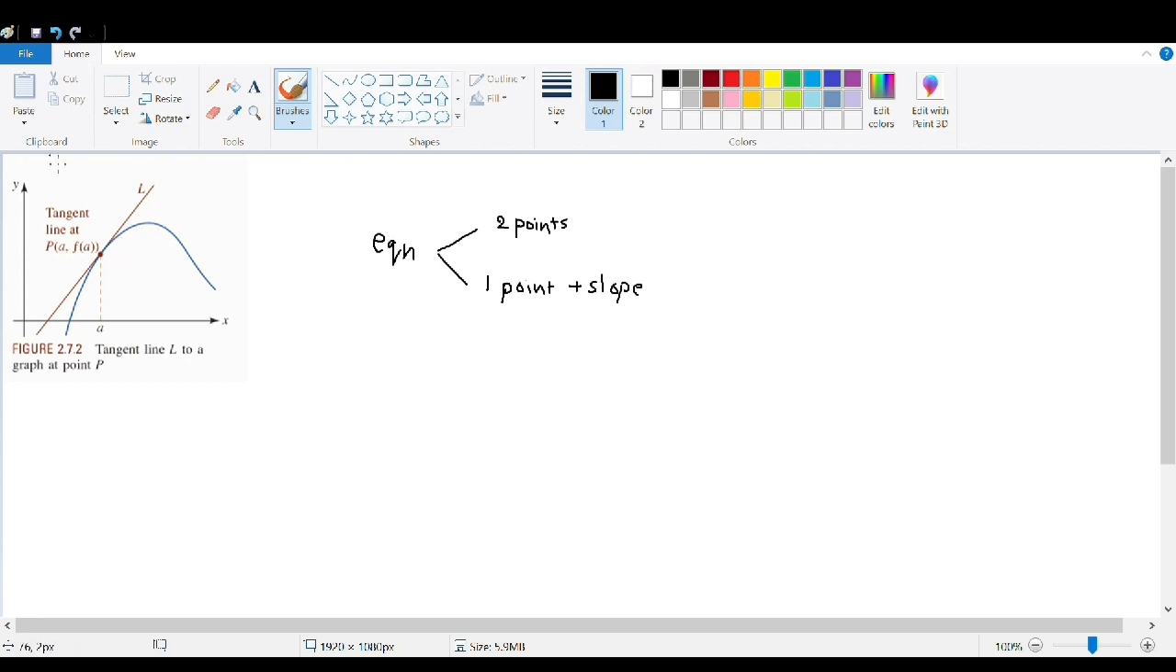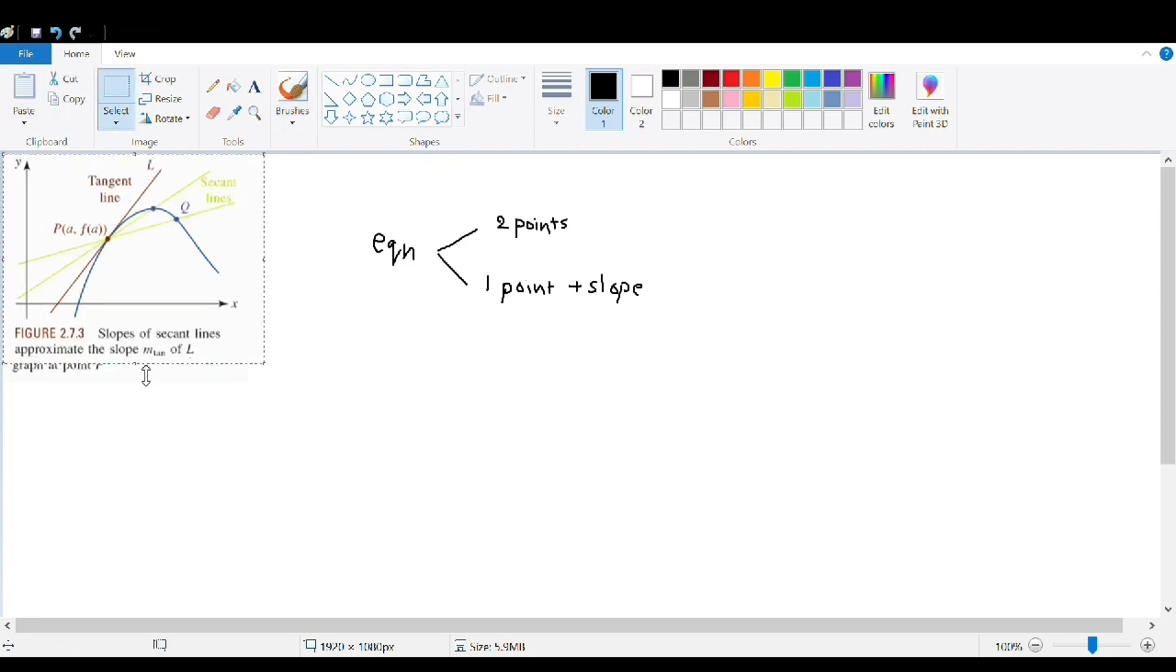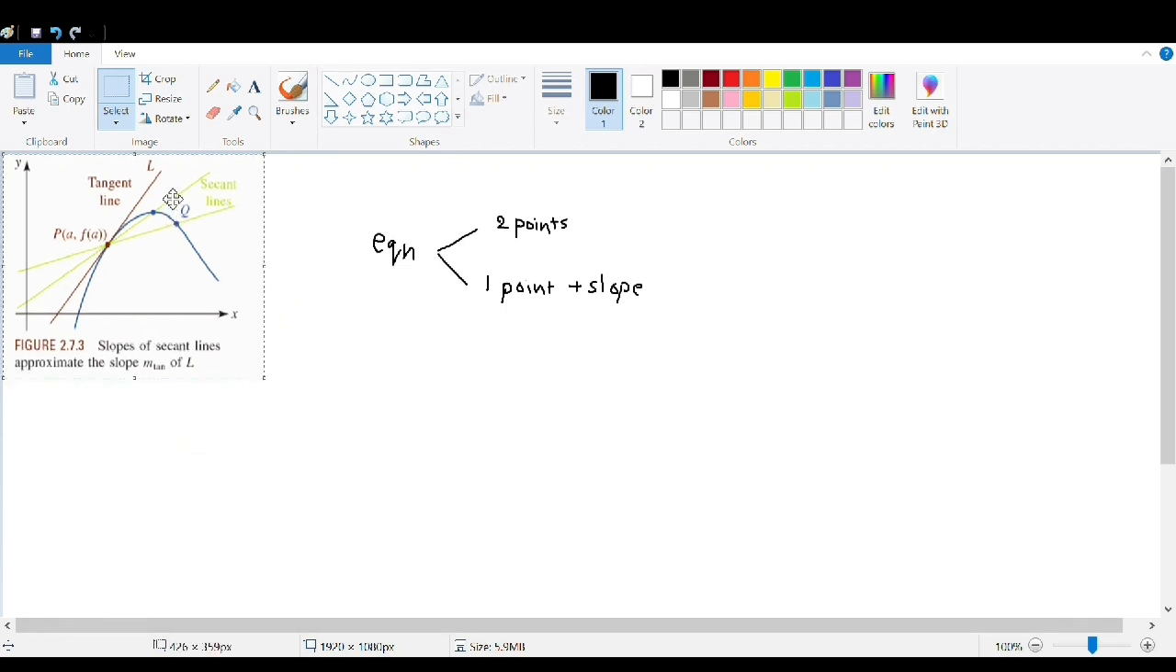So we will use something called a secant line, which is a line that cuts the graph at 2 points. Look at this graph. Here we have two lines. The line L cuts the graph at 1 point. The secant line, the green one, cuts the graph at 2 points. The first one is P, where P is (a, f(a)), and the second point is Q.